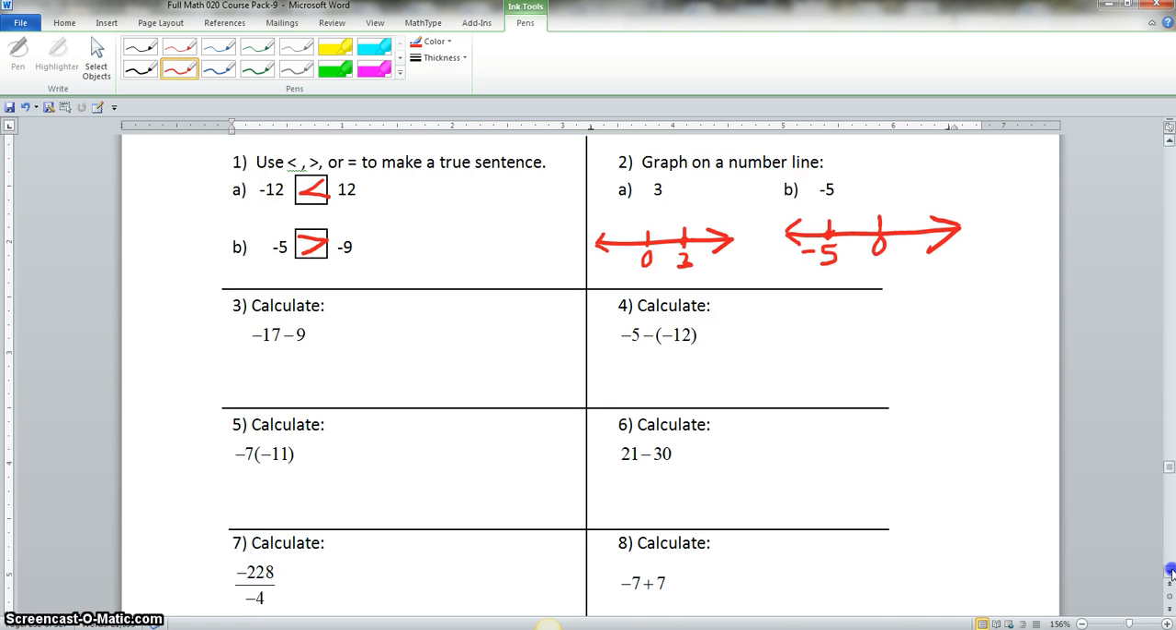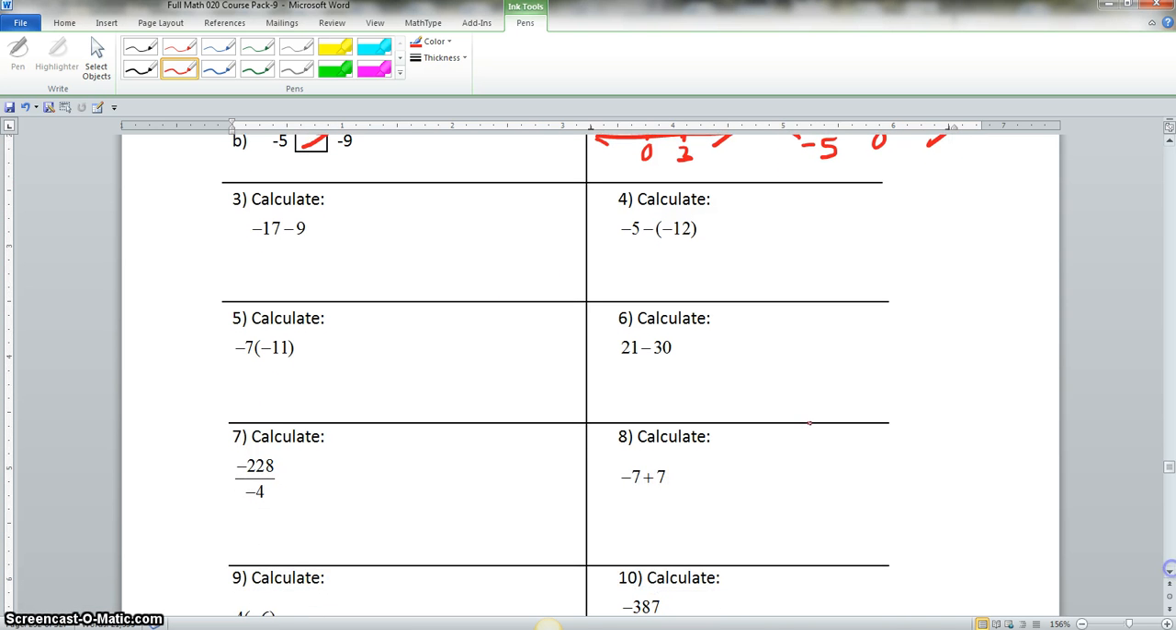We have negative 17 minus 9. Now remember, when we have a negative minus another number, this is the same as saying negative 17 plus negative 9, which you learned in a previous lesson. So negative 17 plus a negative 9 will give us a negative 26 because they have the same sign. So we add them together and carry the sign, and that is negative 26.